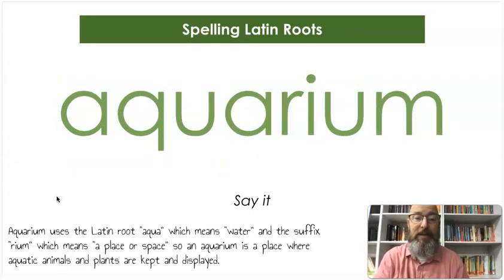Our next word is aquarium. Say aquarium. Aquarium uses the Latin root aqua, which means water, and the suffix rium, which means a place or space. So an aquarium is a place where aquatic animals and plants are kept and displayed.